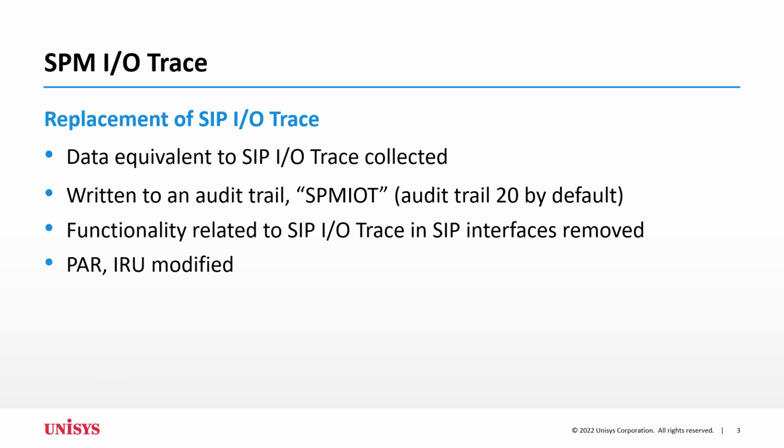We removed SIP IO_Trace and replaced it with SPM IO_Trace in Release 20.0. SPM IO_Trace collects data equivalent to SIP IO_Trace data. However, the Exec writes that data to an audit trail in audit format instead of writing it to a file or tape. Help Systems updated PAR 11R1 to support reading IO_Trace data from an audit file. The Exec automatically configures this audit trail, SPM IoT Audit Trail 20, in Release 20.0. The customer can configure SPM IoT to be any other audit trail number, but its name must remain SPM IoT.